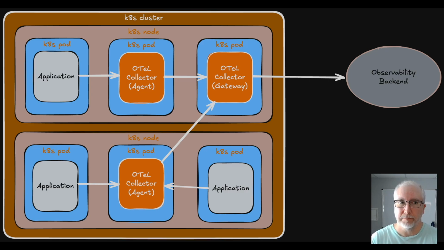But on the other hand, when we want logs from all the nodes in a cluster, we need the agent pattern to collect logs from each of those nodes. If we only deploy a gateway collector, then it's only going to be able to collect the logs from the node it's actually running on, which is fine if you only have one node in the cluster. But if you have multiple nodes, then you're not going to be collecting all the logs.